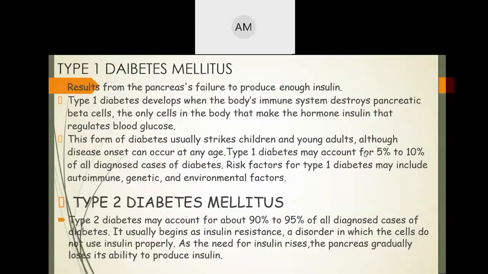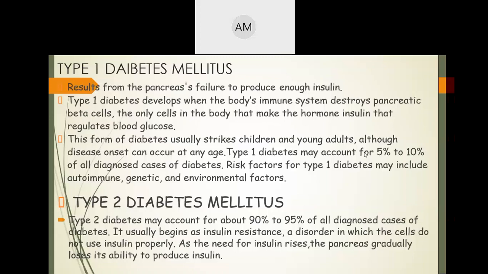So we'll start with diabetes mellitus type 1. It results from the pancreas failing to produce enough insulin, which is usually due to an autoimmune disorder or an idiopathic reason. We don't know the exact mechanism why it happens in some people and not in others. But as a basic explanation, it's an immune system disorder which destroys the pancreatic beta cells, the cells which produce the insulin inside the body.